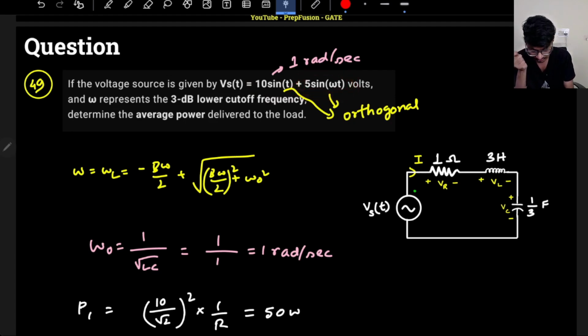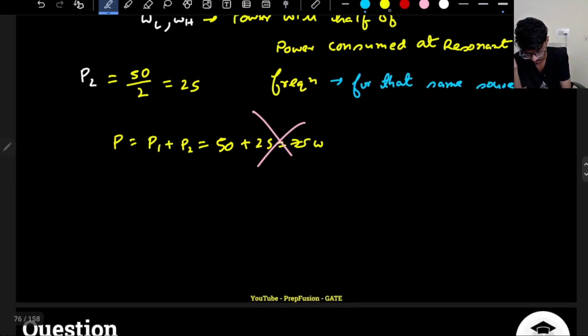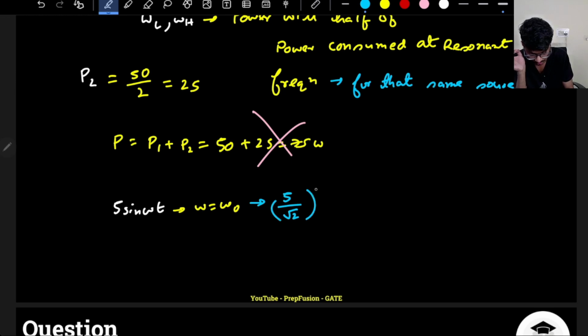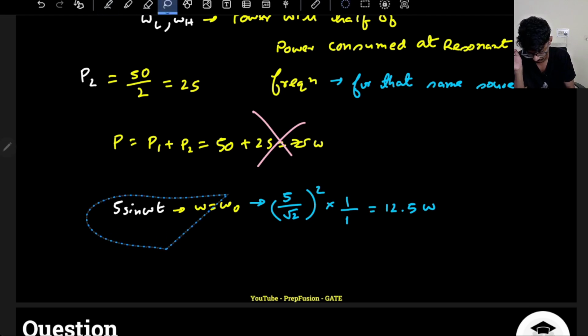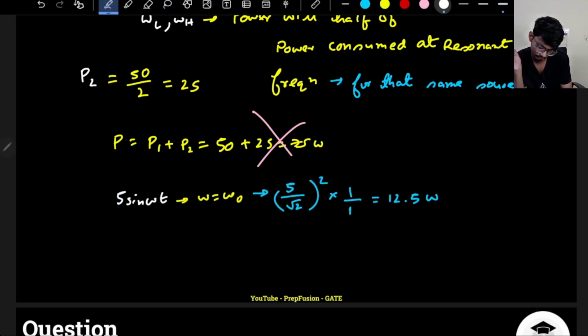So the source is 5 sin omega t, and if I assume my omega to be omega naught, then what is the power consumed? Power consumed is again V RMS whole square divided by R. R is 1 ohm only. So this will be 25 by 2, that is 12.5 watts.